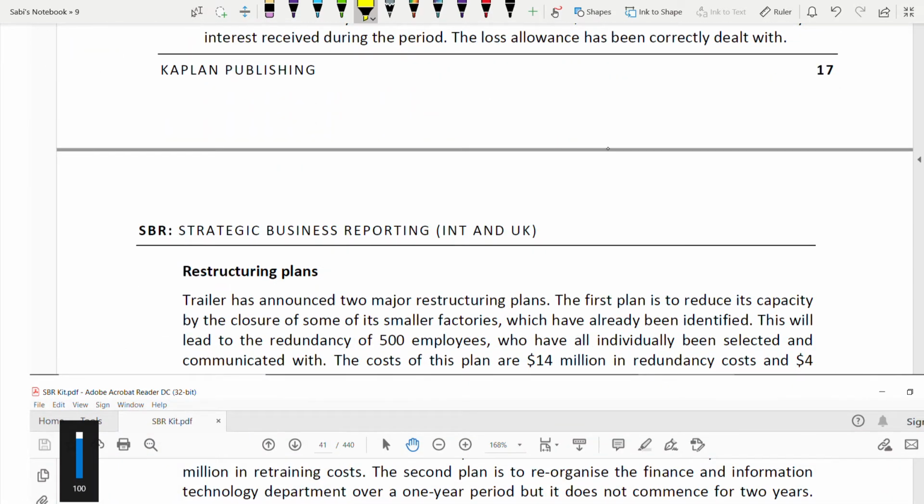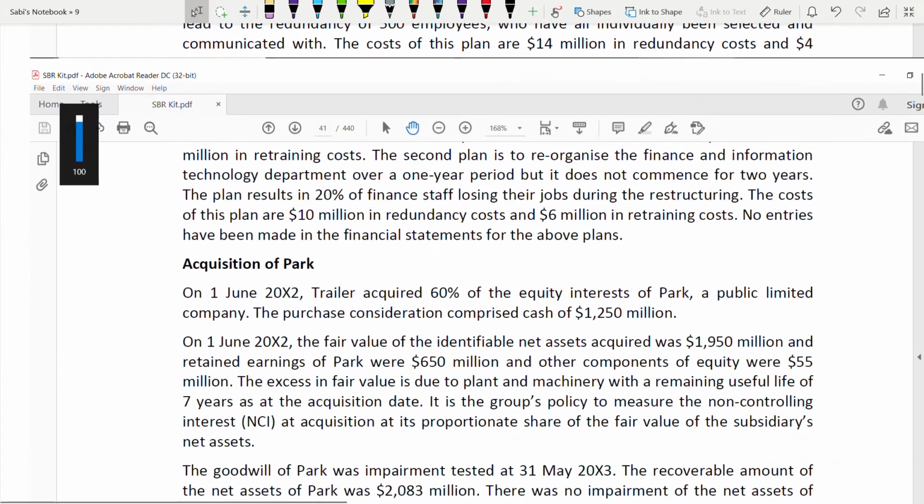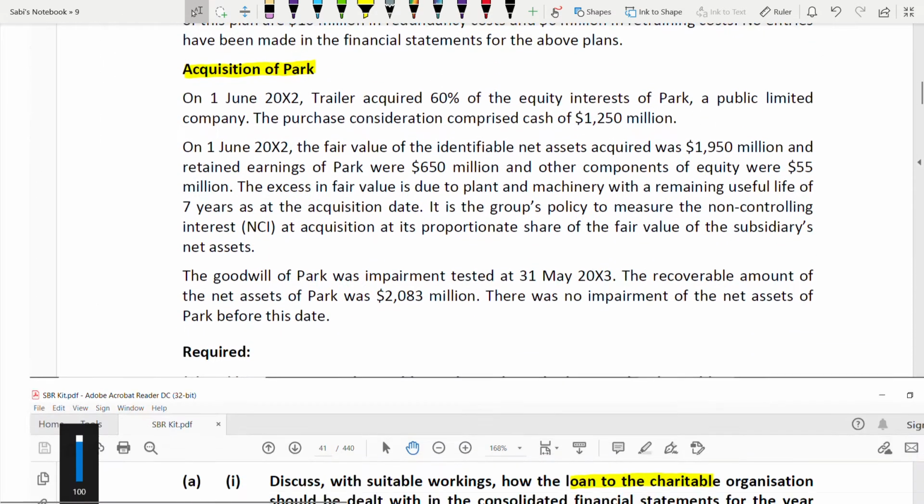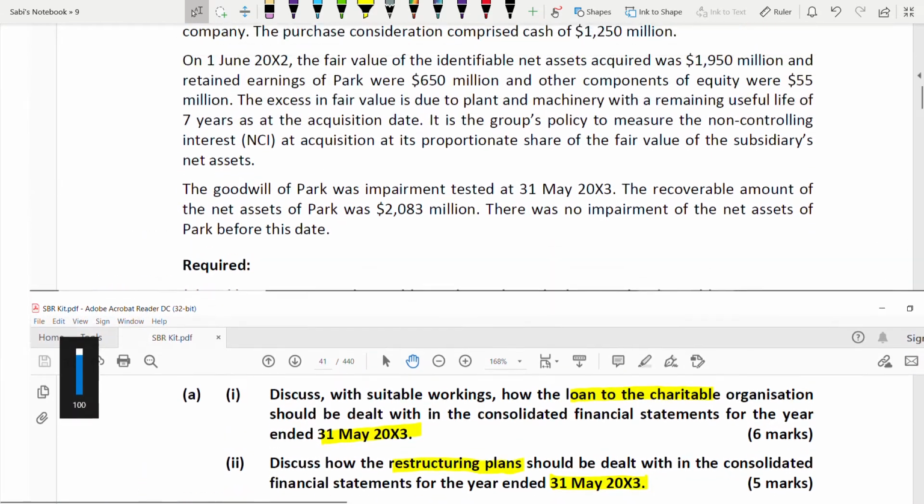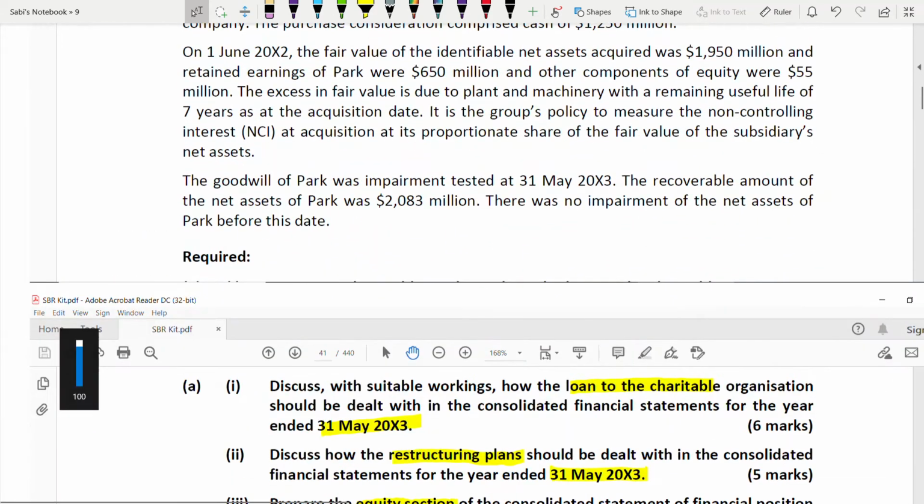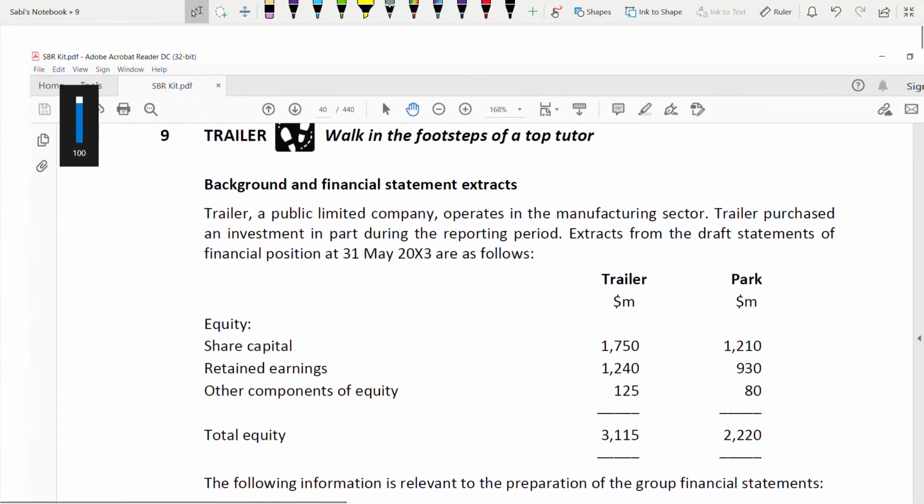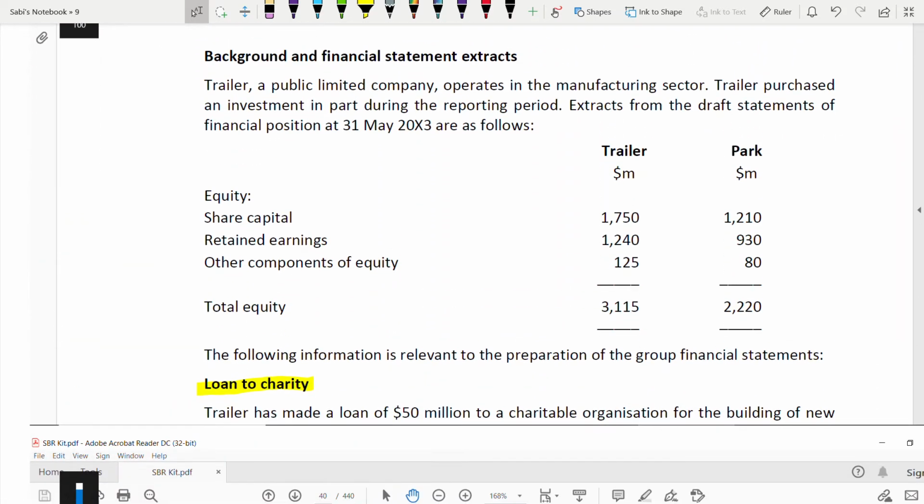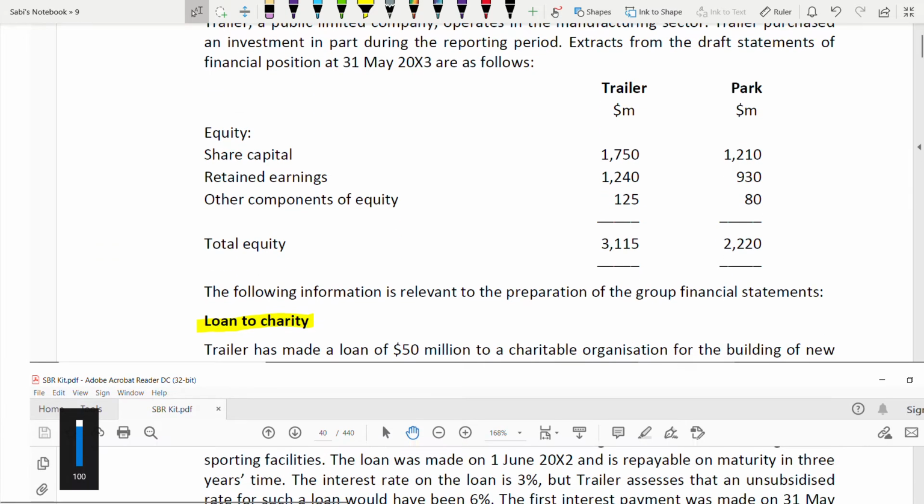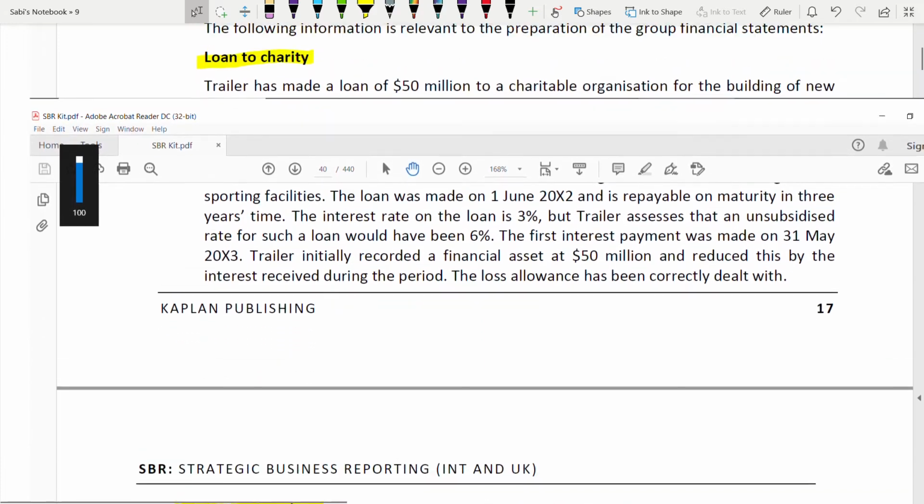Okay, next is restructuring plans. So this is for the second requirement and the acquisition of Park, which is definitely for the third, because for the equity section we need the acquisition and all. Now I'm just going to skip this piece of information, which I don't need to use because it's just the financial statements, extracts of financial statements. These are numbers, so I'm going to read only the loan to charity.